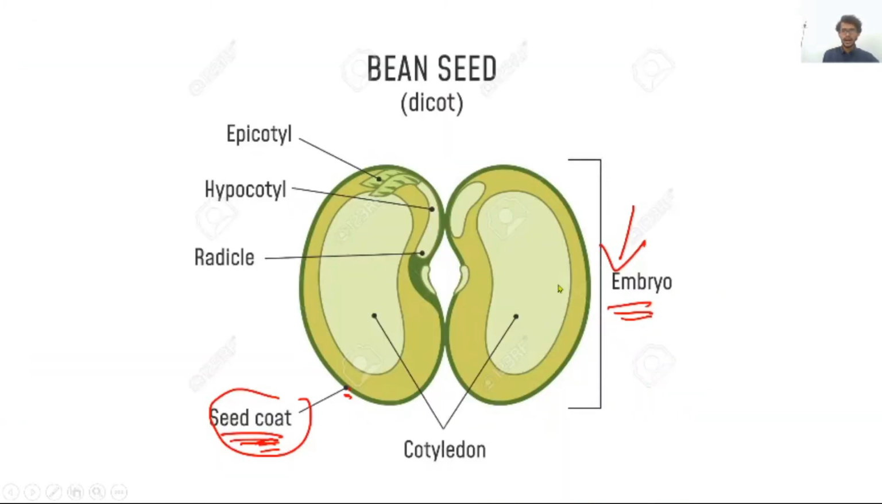Okay, I have explained to you, this is a seed. This is a bean seed. So this is the seed coat. This outer part is the seed coat. Now let's move on to the next part.